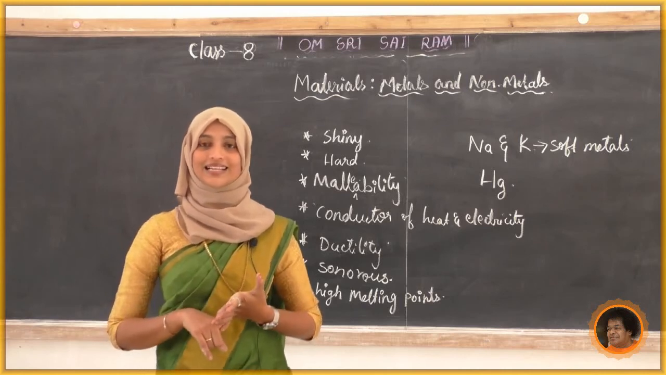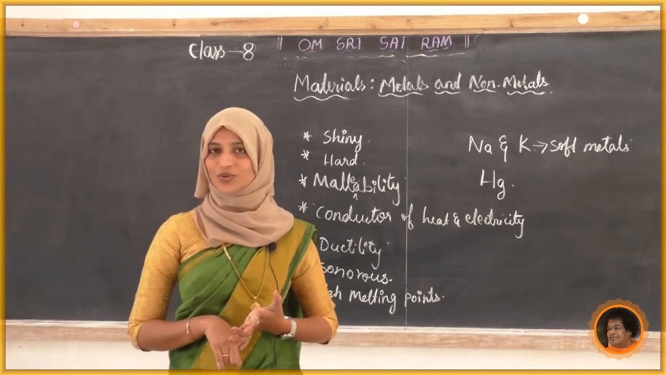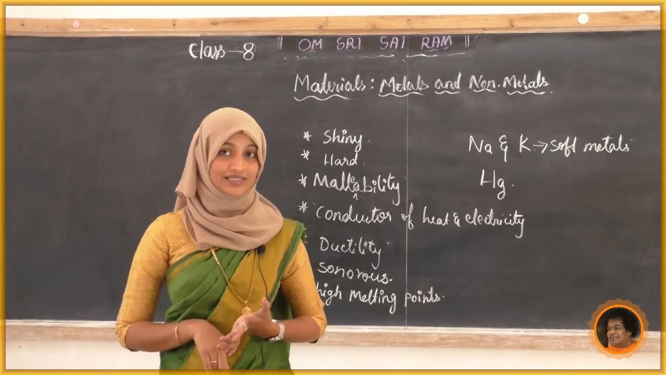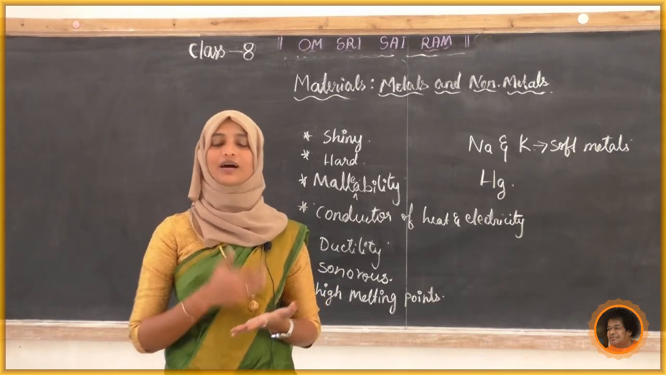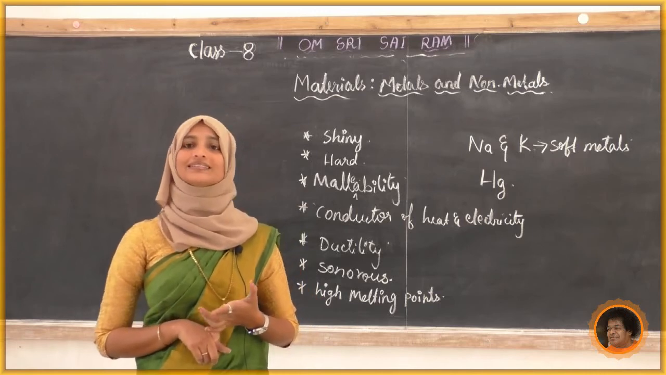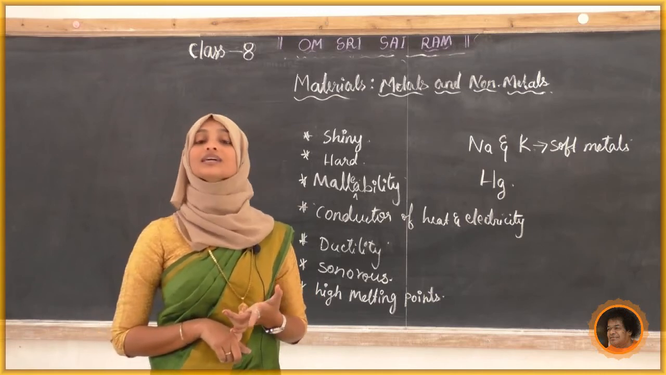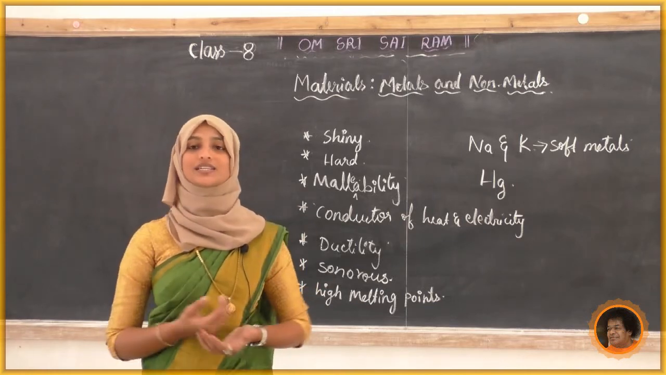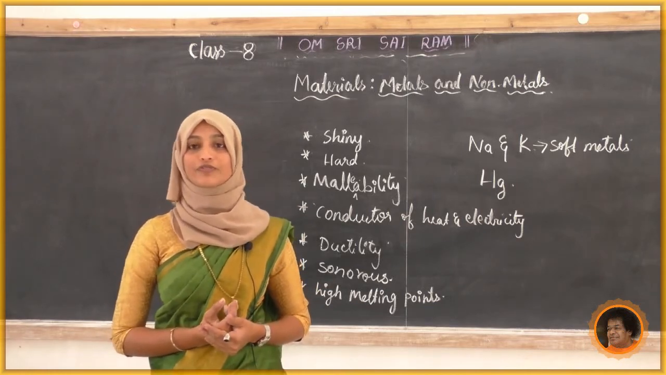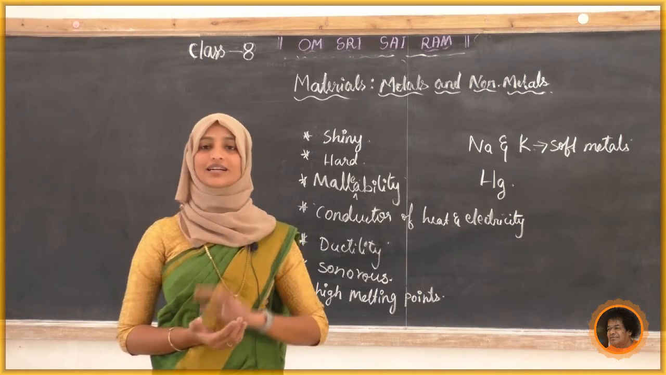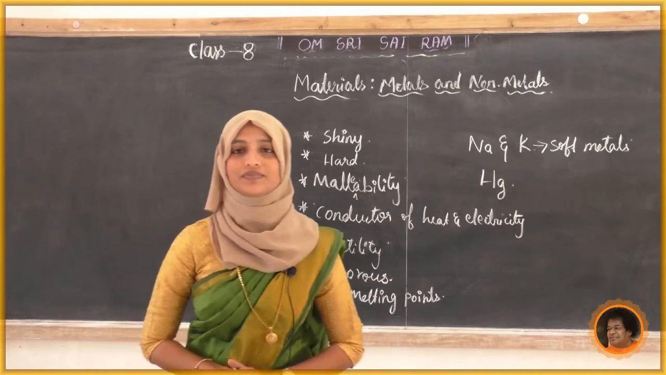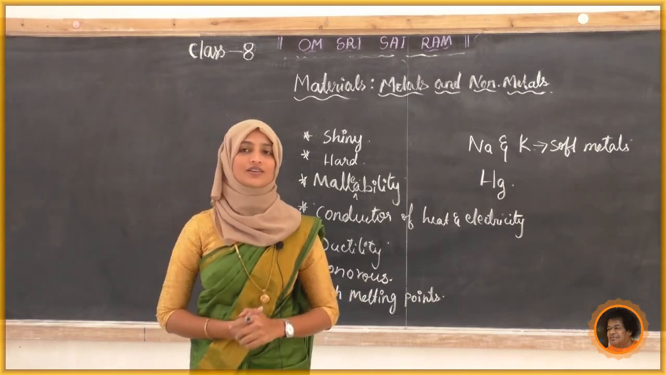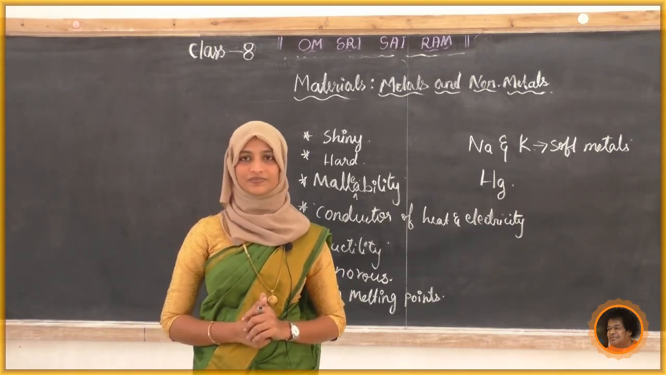One more, the exception we have studied, that is sodium and potassium. They are soft metals. They can be cut by using a knife. Upon that, mercury is one of the metals, but it is present in liquid form at room temperature. We'll write down the question, student. Yes. Write down the physical properties of metals.